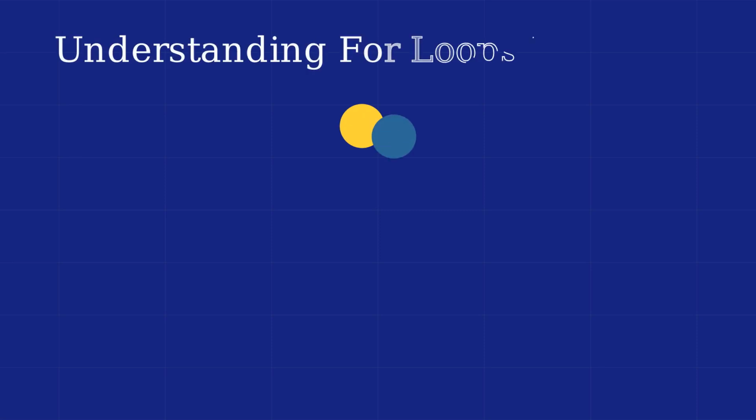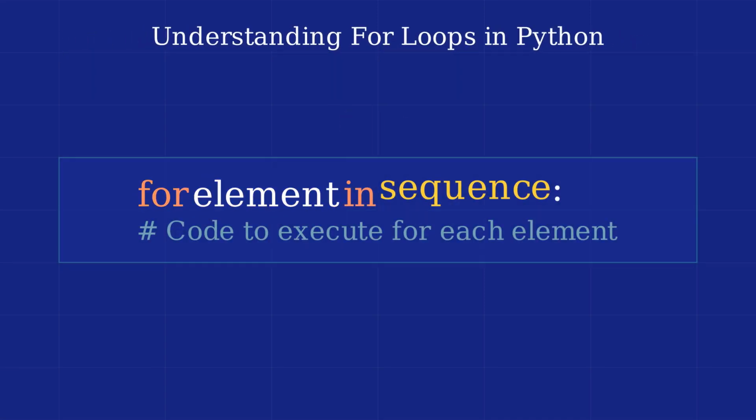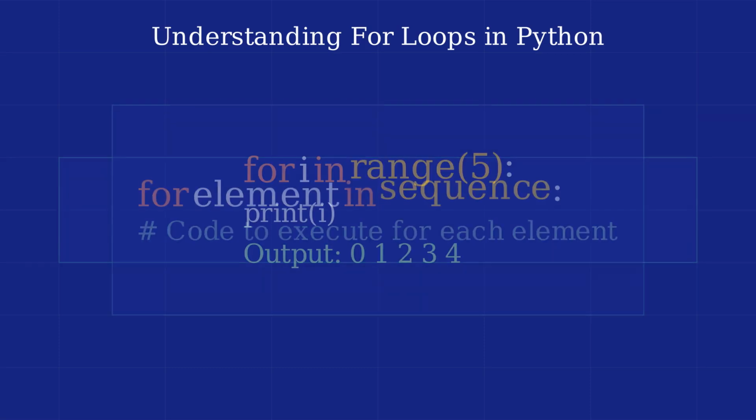Welcome to Understanding for Loops in Python. For loops are used to iterate over a sequence of elements. The basic syntax of a for loop starts with the for keyword, followed by a variable name, the in keyword, and a sequence to iterate over. Let's see a simple example.